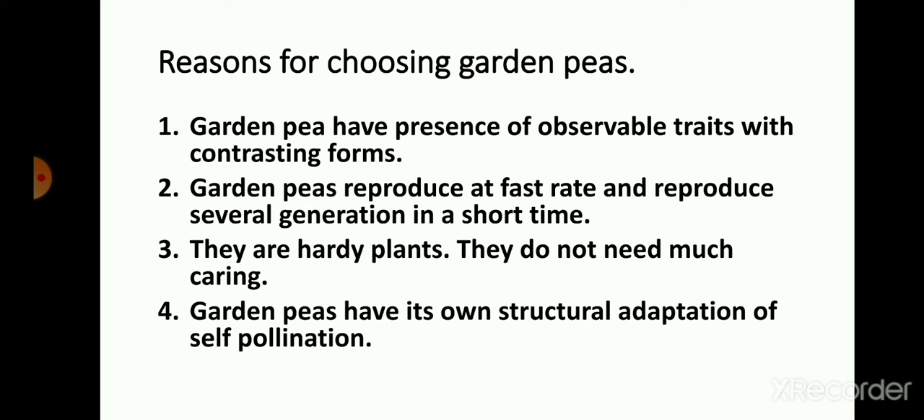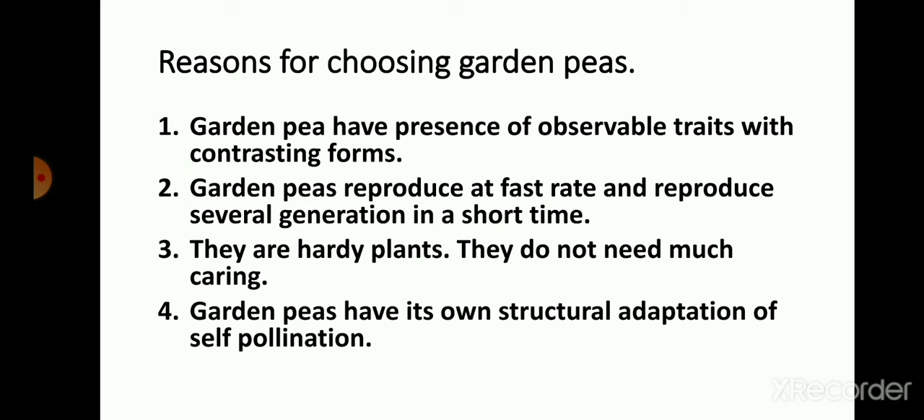Secondly, he chose garden pea because garden pea reproduces at a fast rate and produces several generations in a short time. Basically, the garden pea plant has a short period of reproduction so that we can produce many generations in a short time for our experiment. Thirdly, they are hardy plants and they do not need much care. Basically, these are hardy plants.